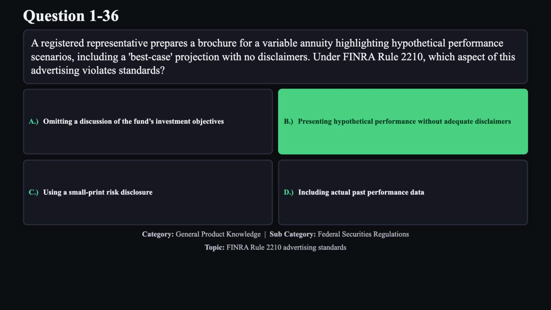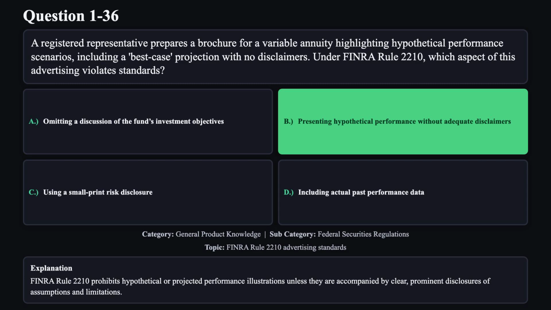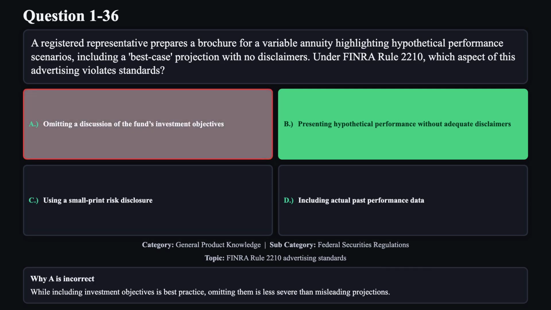The correct answer is B. FINRA Rule 2210 prohibits hypothetical or projected performance illustrations unless they are accompanied by clear, prominent disclosures of assumptions and limitations. Reason A is not correct.